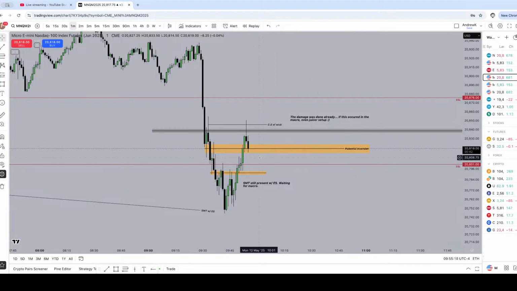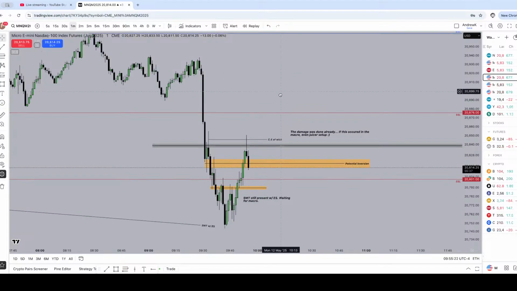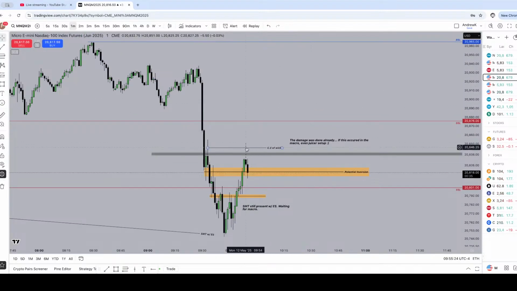Watch the inversion to see if it wants to go to buy side. It did not get a close above this, so you want to see now the potential inversion work out. If not, it's going to go lower. So reached an inefficiency, didn't close above retail.